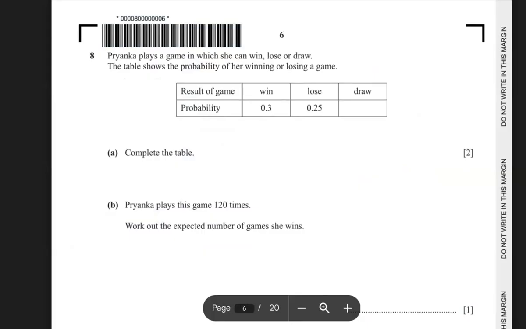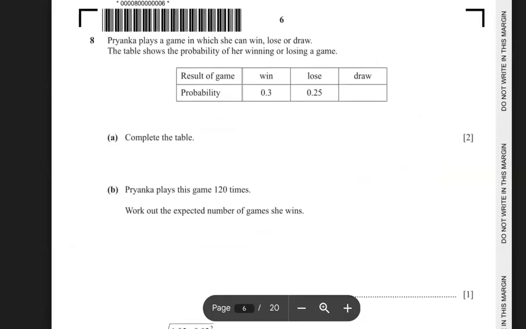Priyanka plays a game in which she can win, lose, or draw. The table shows the probability of her winning or losing a game. Complete the table. Okay, so again, simple concept of probability. Mutually exclusive events add up to 1. So to find the probability that she gets a draw, just 1 minus 0.3 minus 0.25.